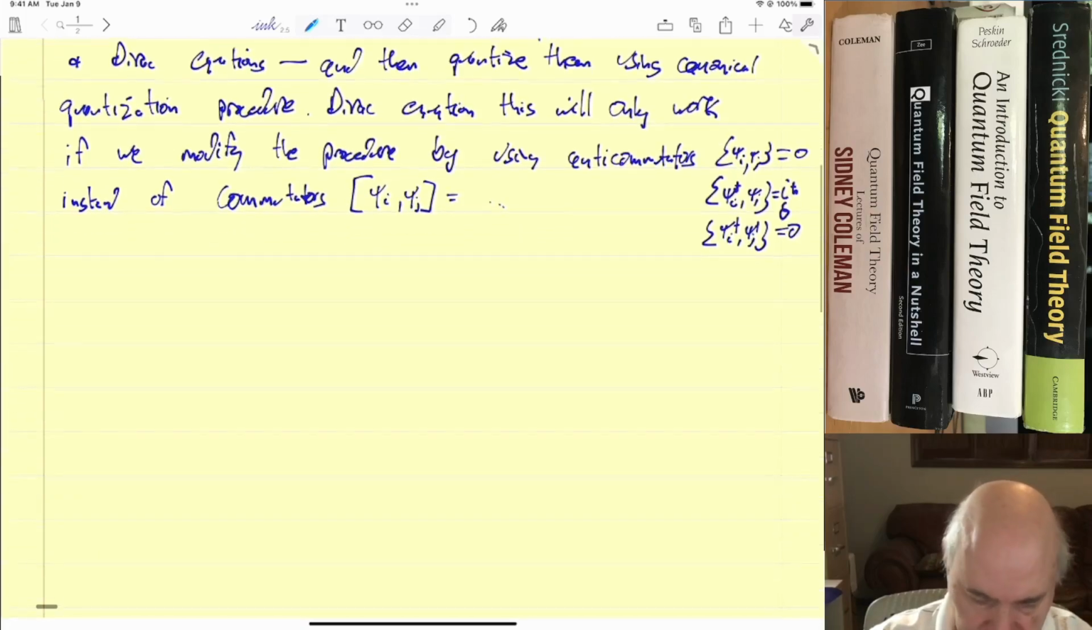So let's just talk about Lorentz invariance, covariance.